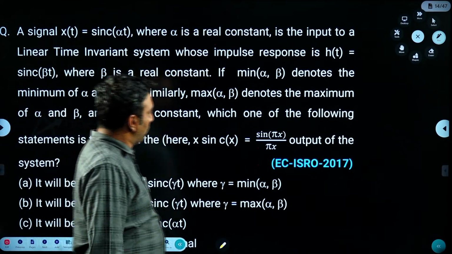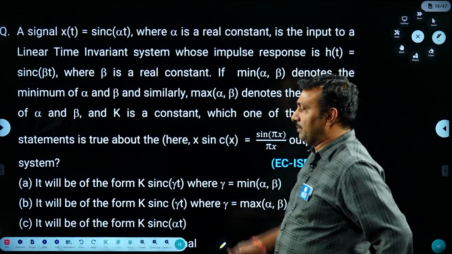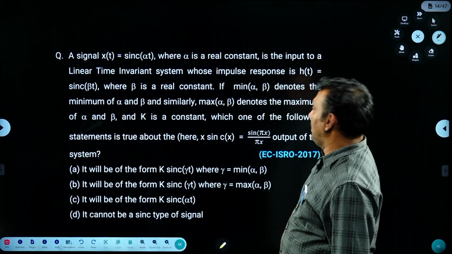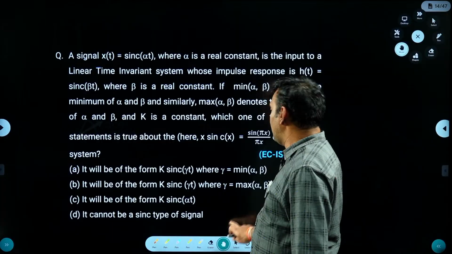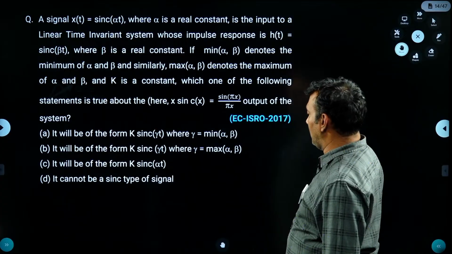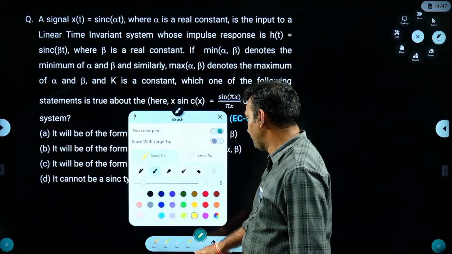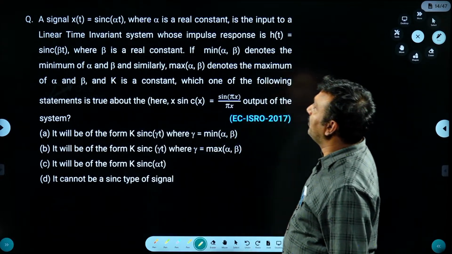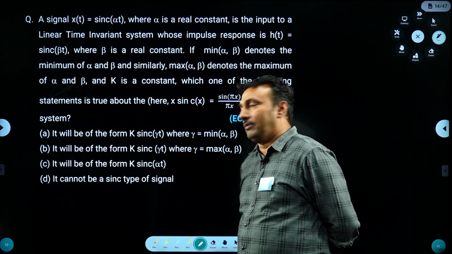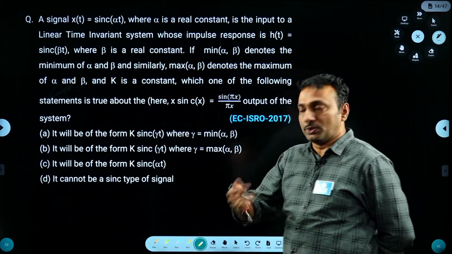This is also one of the very good questions we have. It was given in ISRO, later on GATE 2 to 3 times it is copied, this particular question. What is the data? A signal Sinc alpha t is given to another LTI system that is also represented like Sinc beta t. So the resultant output is like K Sinc gamma t with gamma as minimum of alpha beta, maximum of alpha beta, like that the question is asked.